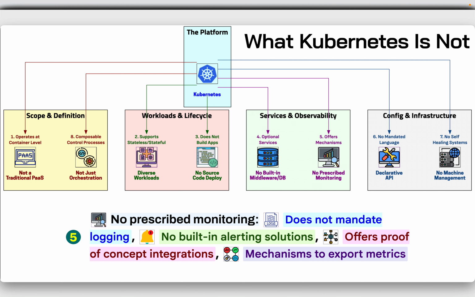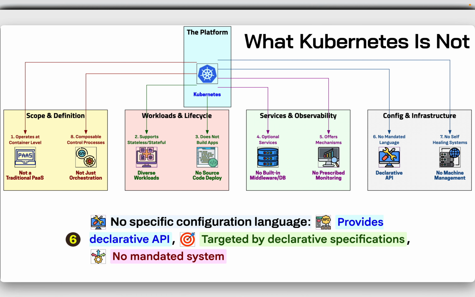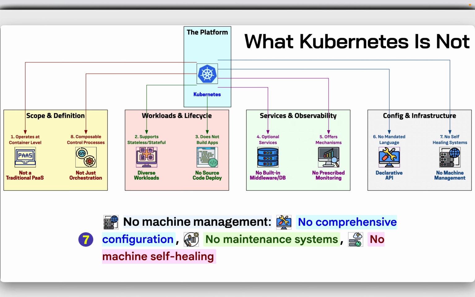Kubernetes does not prescribe logging, monitoring, or alerting solutions. It offers some integrations as proof of concept and mechanisms to collect and export metrics. Kubernetes does not provide or mandate a specific configuration language or system. It offers a declarative API that can be targeted by different forms of declarative specifications. Kubernetes does not provide or adopt any comprehensive machine configuration, maintenance, management, or self-healing systems.